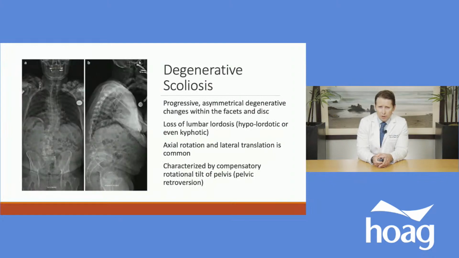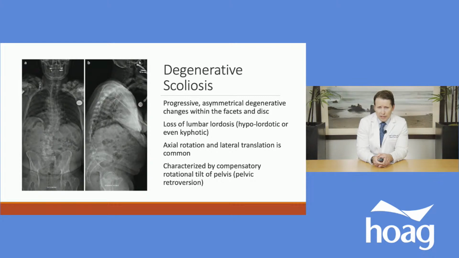In terms of degenerative scoliosis, it's a progressive and asymmetrical degenerative change within the discs and the facets. Degeneration processes that happen in our spines do not occur in a symmetrical fashion, but rather are dictated by other forces. And therefore, as you can see here in this picture in the lumbar spine region, an asymmetry happens, which allows for a curve to be either to the left or to the right.